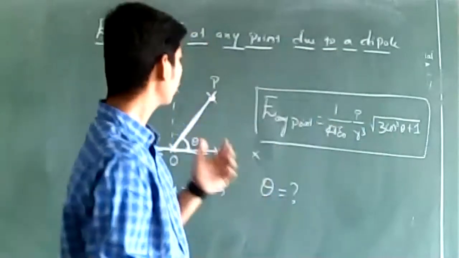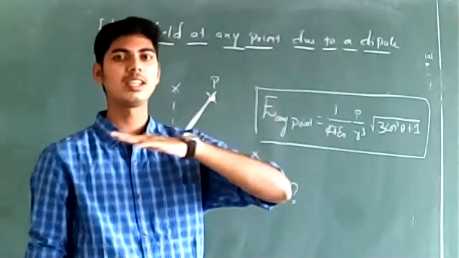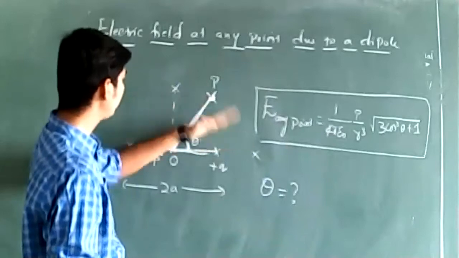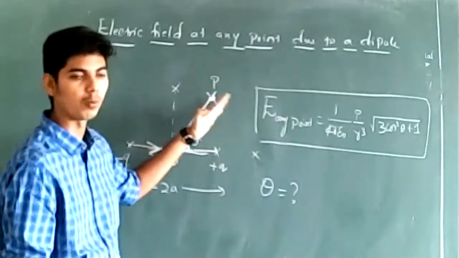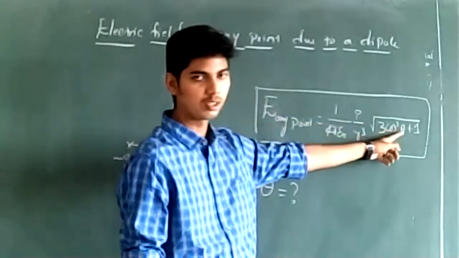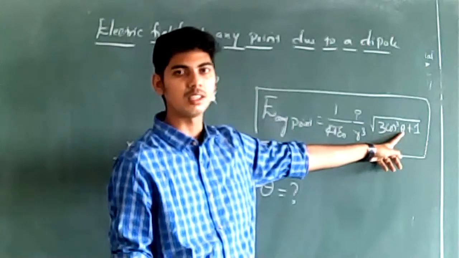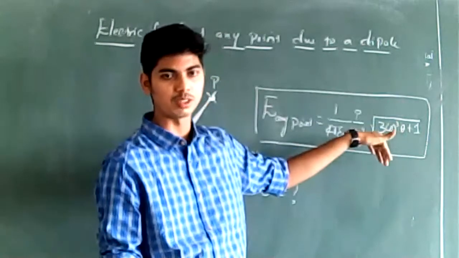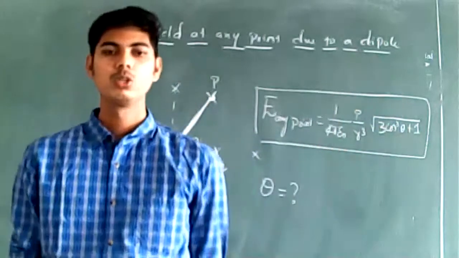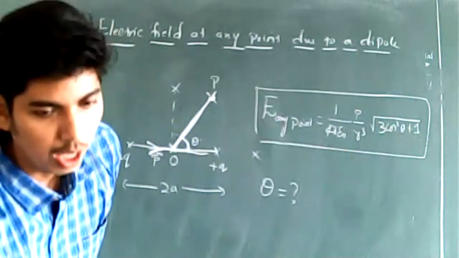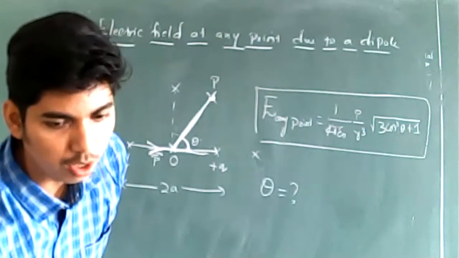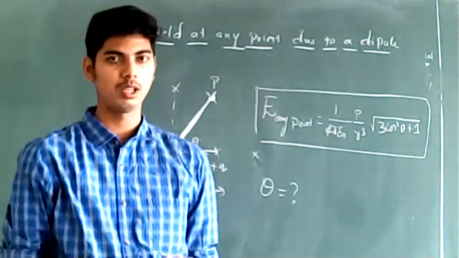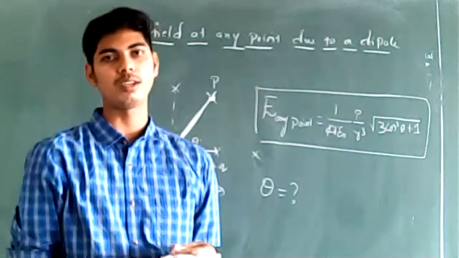So, suppose a point is at an angle of 60 degrees with the dipole moment. Theta is 60 degrees. Cos 60 is 1 by 2. Squaring it gives 1 by 4. You can further evaluate. So that is the expression for the electric field at any point due to an electric dipole.